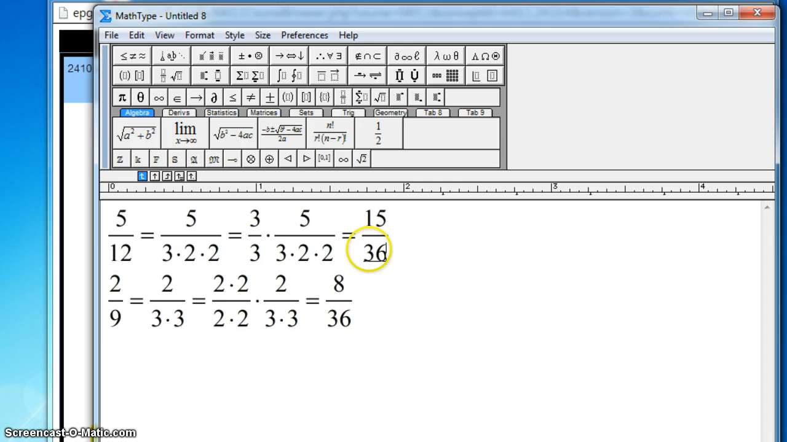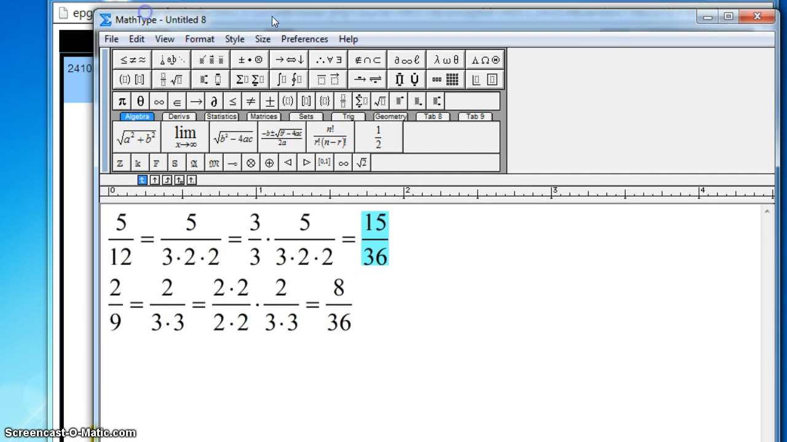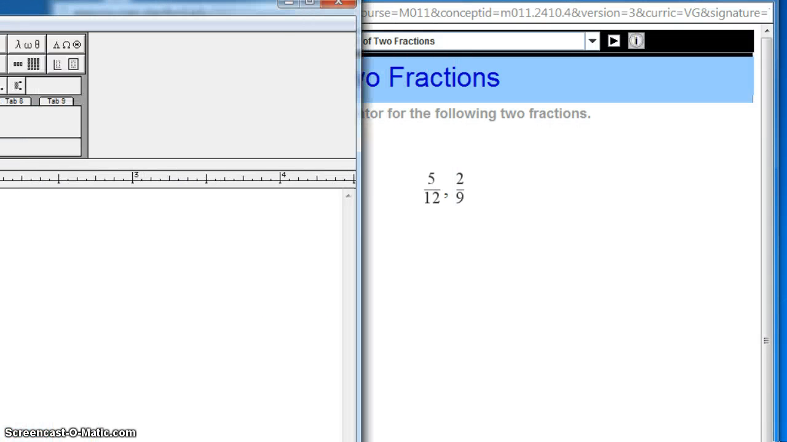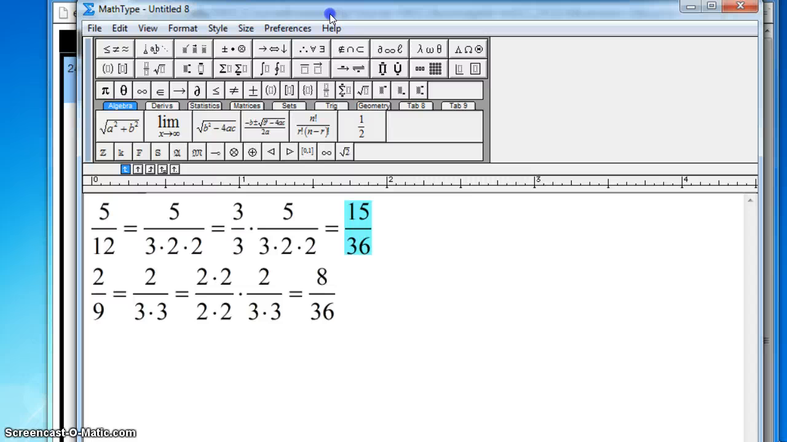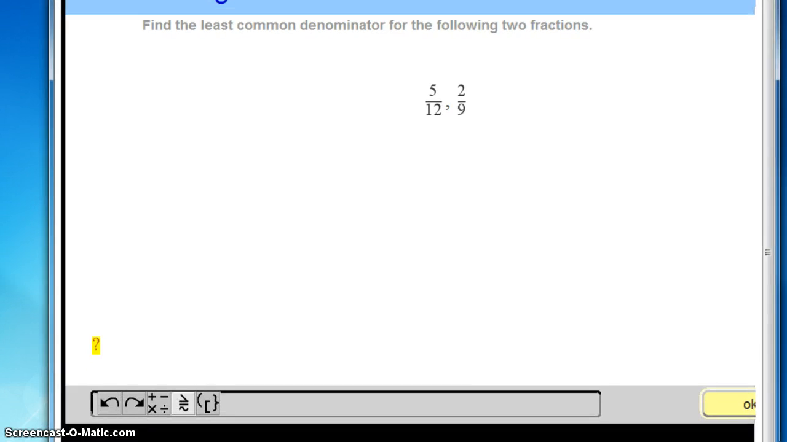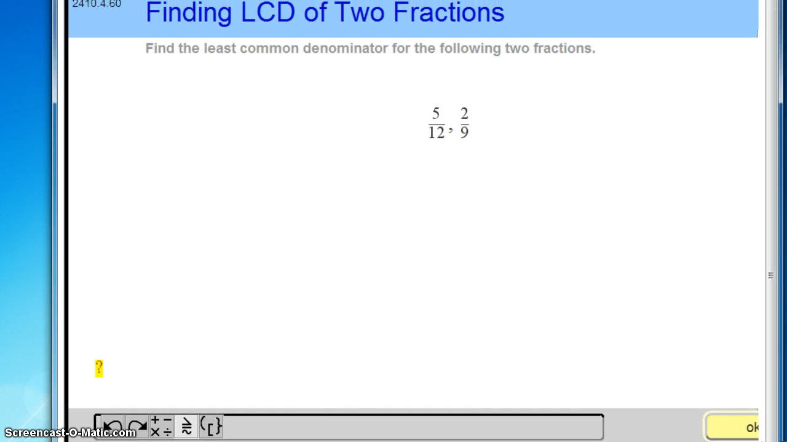So now we have a common denominator. And these should be the same fractions as we had in our original problem, 5 over 12 and 2 over 9. So we want our common denominator to be 36. Let's take a look at what they say our answer is going to be. Show answer, and the answer is 36. And that is finding the least common denominator of two fractions.